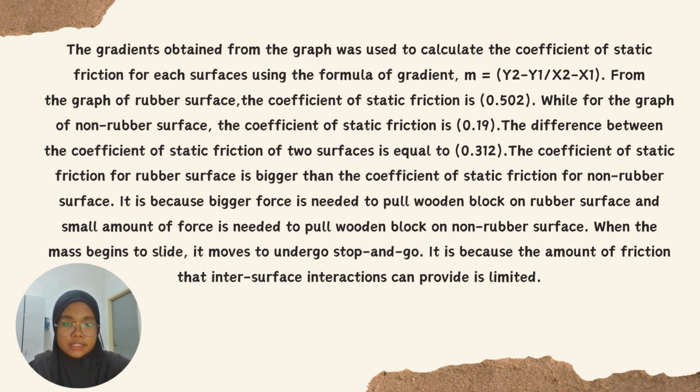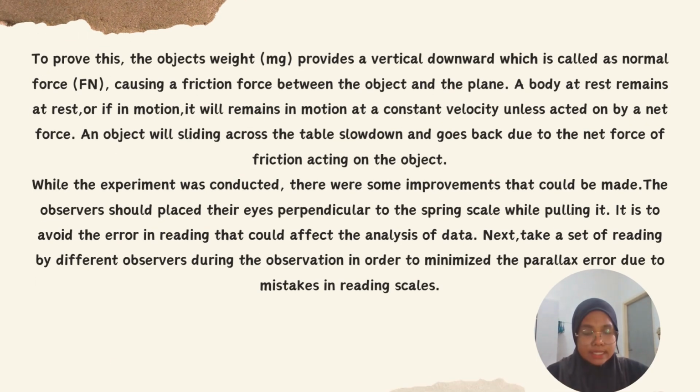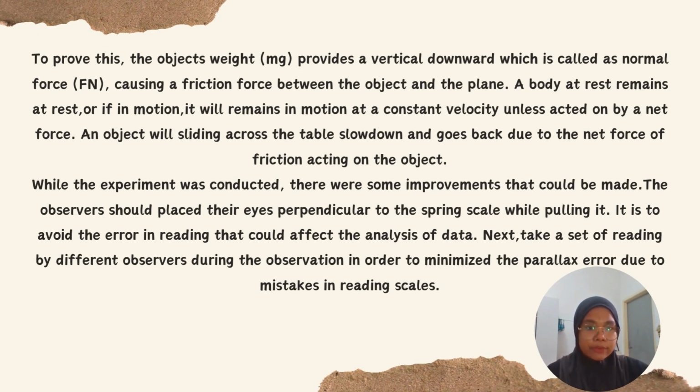The coefficient of static friction for the rubber surface is bigger than for the non-rubber surface. It is because a bigger force is needed to pull the wooden block on the rubber surface and a small amount of force is needed to pull the wooden block on the non-rubber surface. When the mass begins to slide, it undergoes stop and go motion. It is because the amount of friction that the interface interactions can provide is limited. To prove this, the object's weight mg provides a vertical downward force, called the normal force Fn, causing a friction force between the object and the plane.